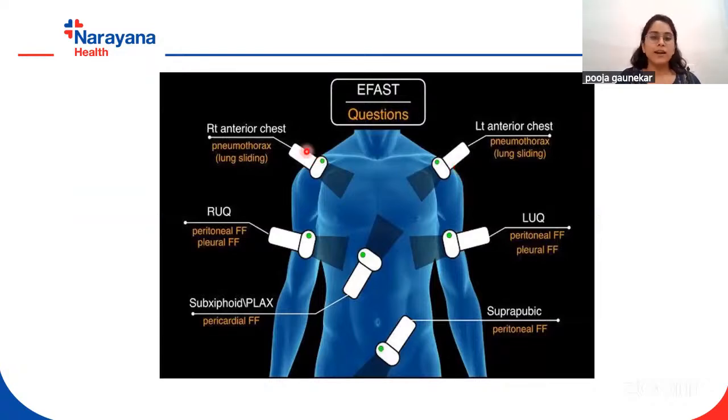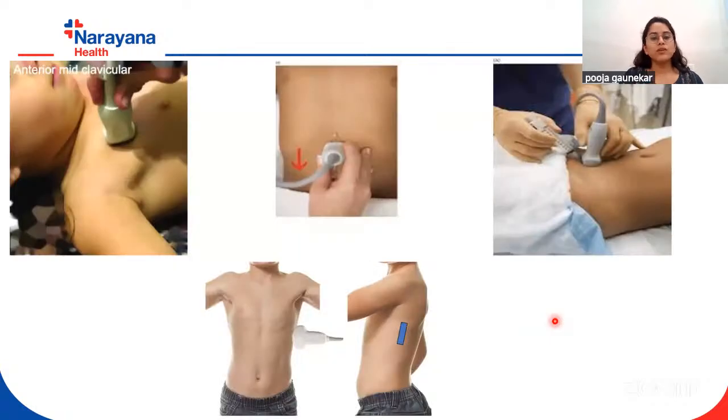There is right and left anterior chest, which will help us in ruling out pneumothorax. Right upper quadrant and left upper quadrant, which will help us in seeing if there is fluid accumulated there. Subxiphoid view to rule out pericardial effusion, and suprapubic to rule out again peritoneal free fluid. So these are the probe positions.